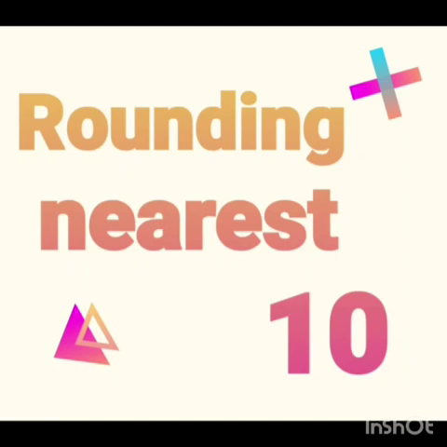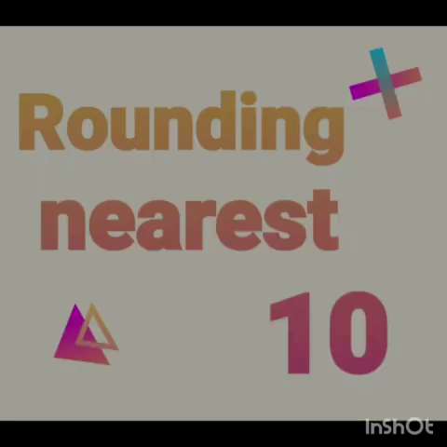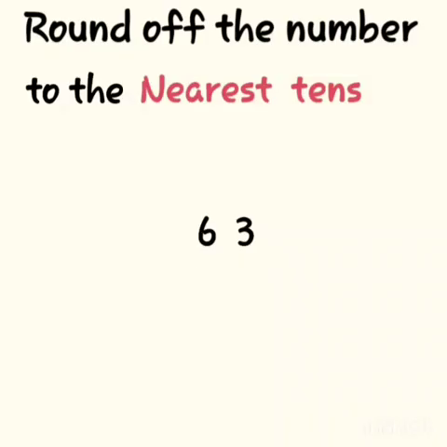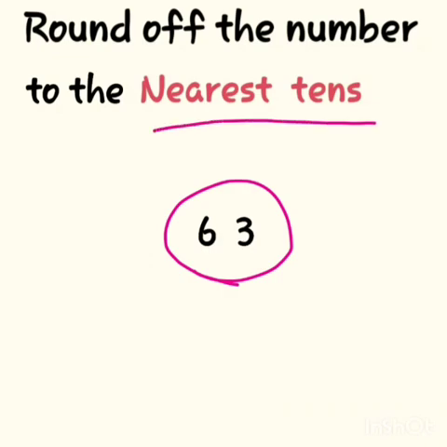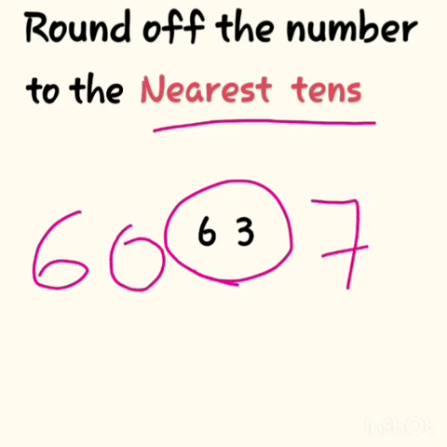So let us learn some rules for rounding of numbers. This is a number, 63. Now I need to round it off to the nearest tens. Right, now what can be the nearest 10 of 63? 63 lies between 60 and 70. Right, so it will be either 60 or 70. But which one will it be, 60 or 70?